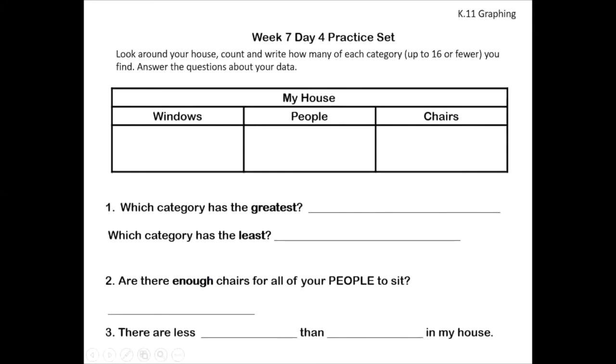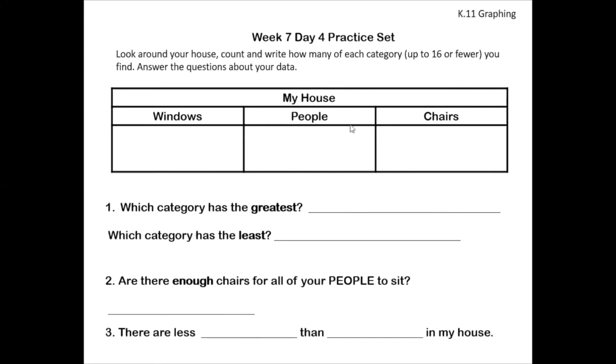Alrighty, today's practice set. You're going to look around your house, count and write how many of each category up to 16 or fewer. That means no more than 16 in each category you find. Then answer the questions about your data. So the title of your table says, My House. So in your house, you're looking at how many windows, how many people, and how many chairs you have.